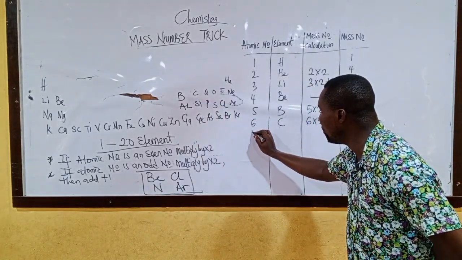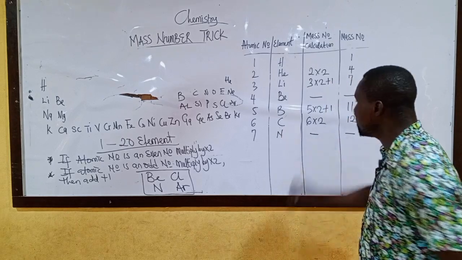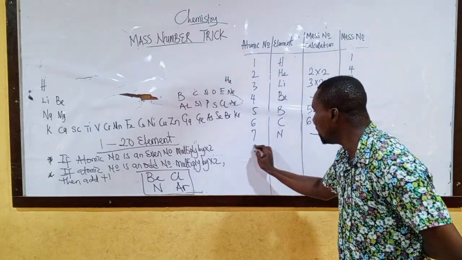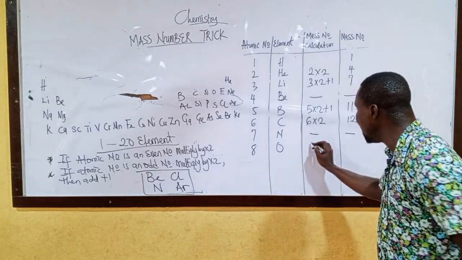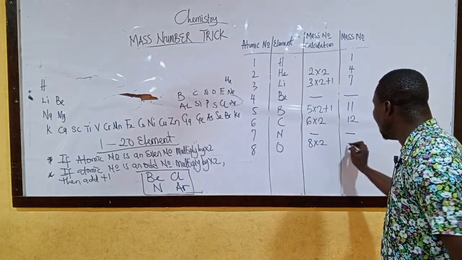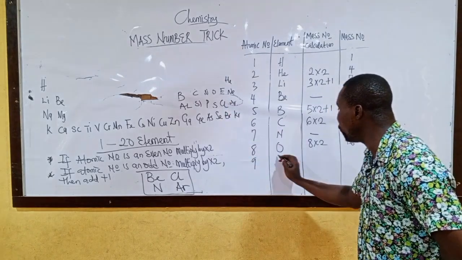We have nitrogen. It's a special number. Atomic number 7. Nitrogen, let's leave it for now. We have oxygen. 8. 8 is what? Even number. What did I say? Multiply by 2. That is what? 16.